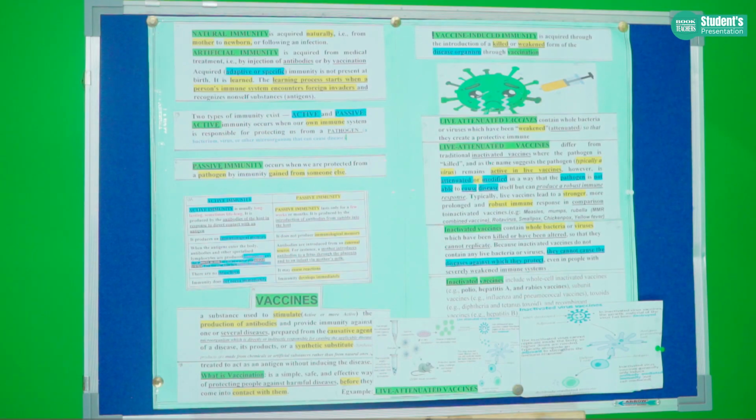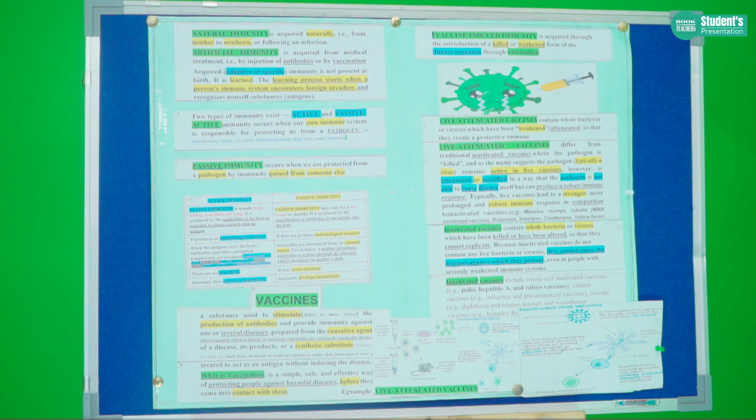Okay, next we'll see the natural immunity is acquired naturally, as we had seen before as well. That is the immunity which we gain or acquire from birth, that comes under the natural immunity. अभी natural immunity हर एक individual person की अलग अलग हो सकती है. Thereafter it comes to artificial immunity, acquired from medical treatment, that is by injection of antibodies or by vaccination. Acquired को ही हम adaptive भी कहते हैं.